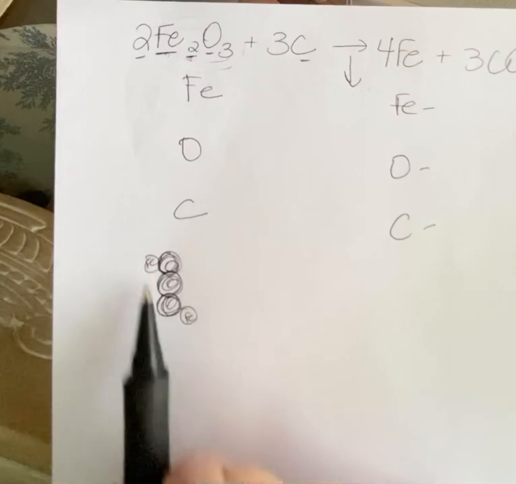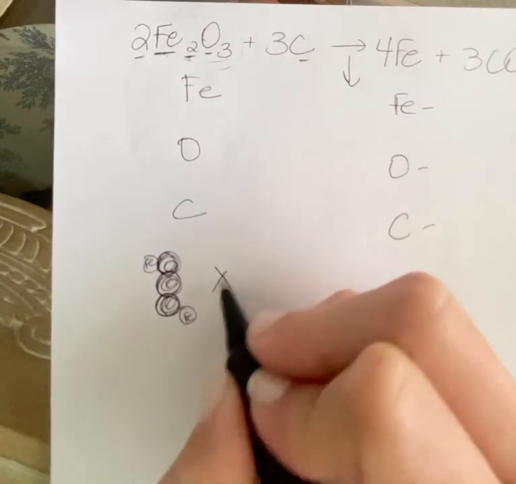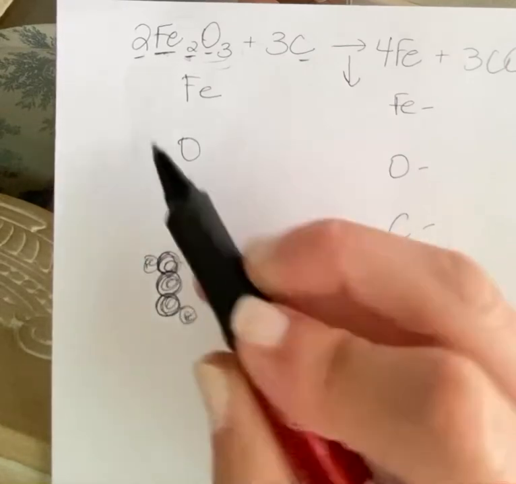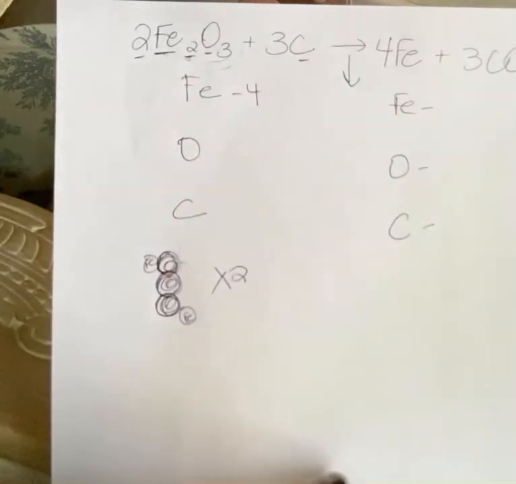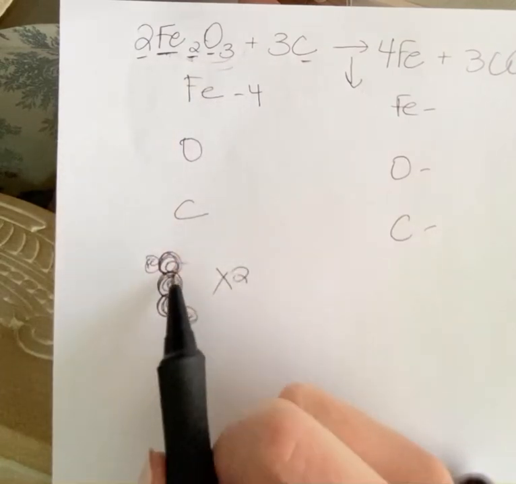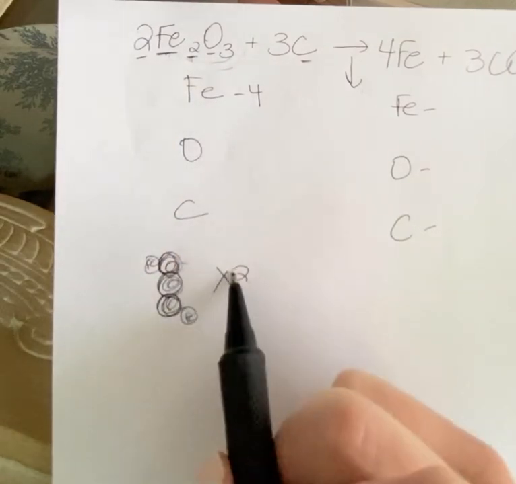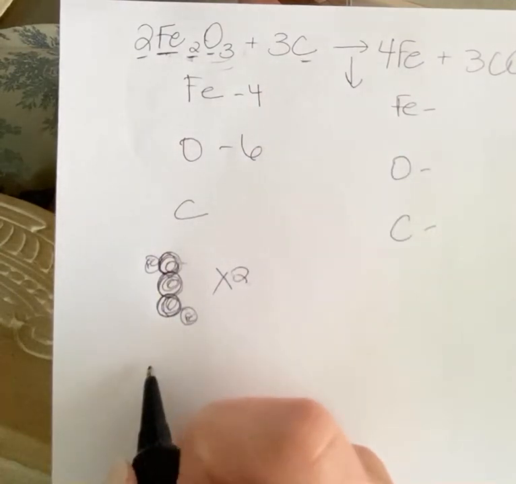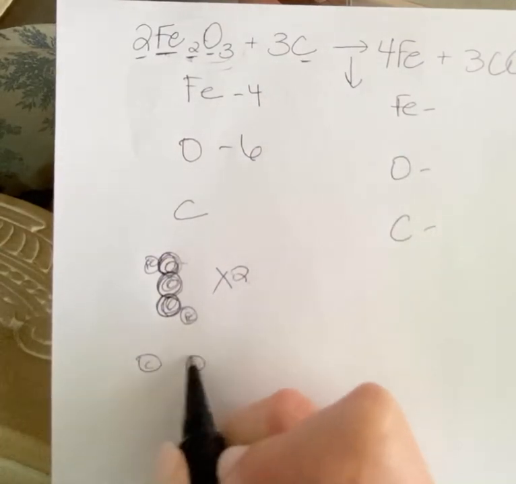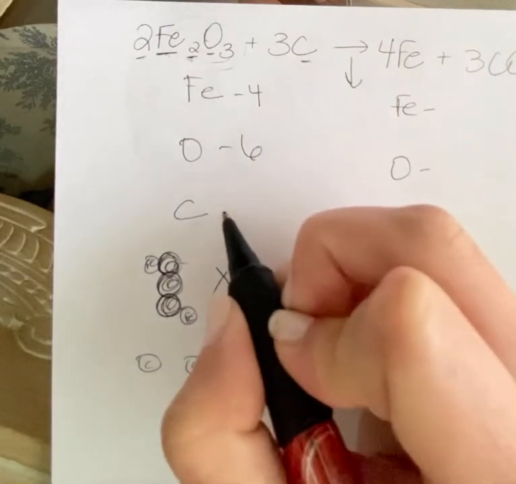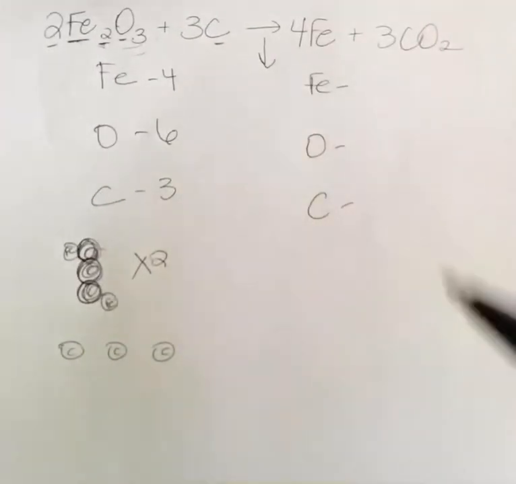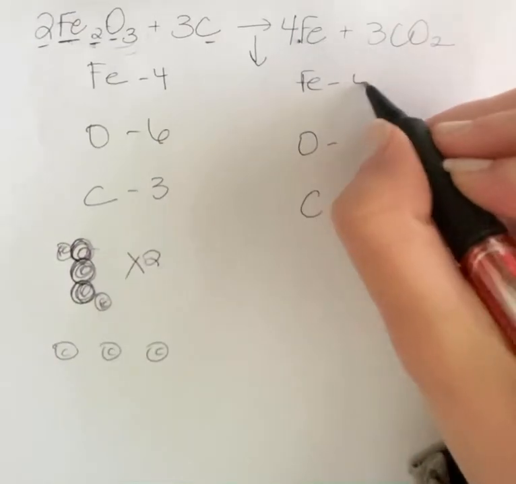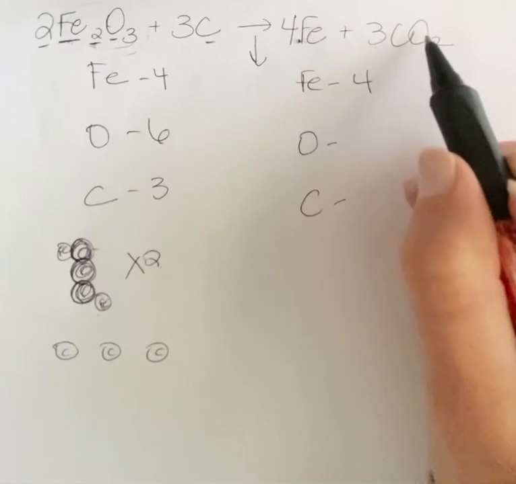If there are 2 of these molecules, which is what this 2 says, then I would have 4 total iron atoms, and then I would have 3 of this times 2, so I would have 6 oxygen atoms, okay? For here, 3 carbons, so I would have 1, 2, 3. So that would be a total of 3, okay? Over here, this says I have 4 of these iron atoms, so that's 4. And then I have 3 carbon dioxide.